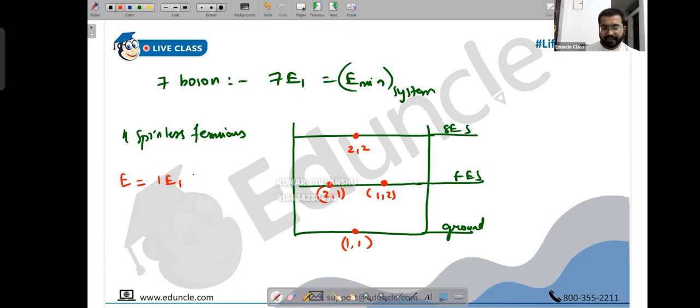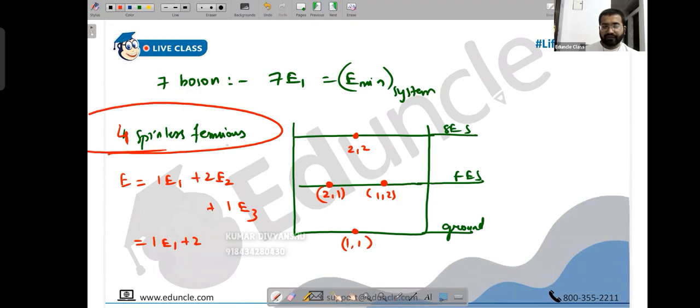So the answer is simply 1 electron is in E1, then there are 2 electrons in the first excited state, and there is 1 electron in the third excited state. So this is 1 E1 plus 2 into E2 plus E4. Only 4 electrons, 4 spinless fermions. I made the question with 4 spinless, 7 would become too large.